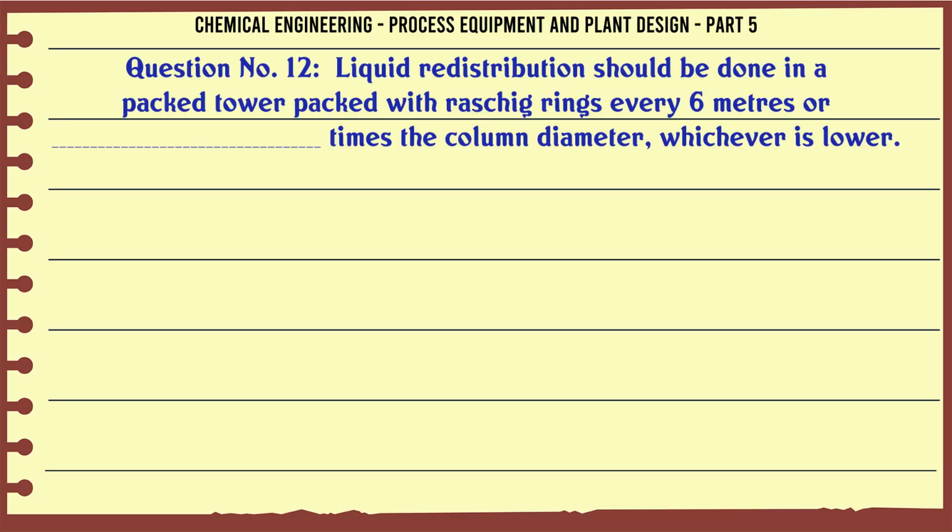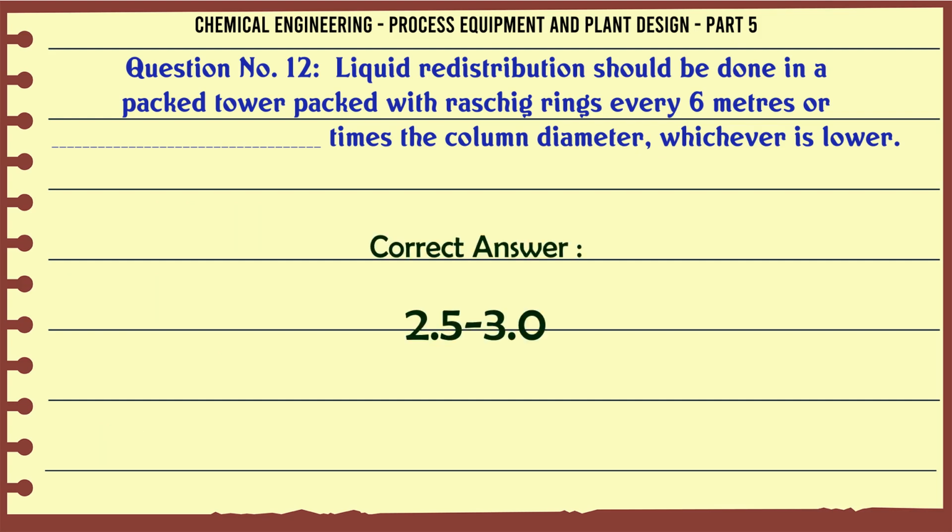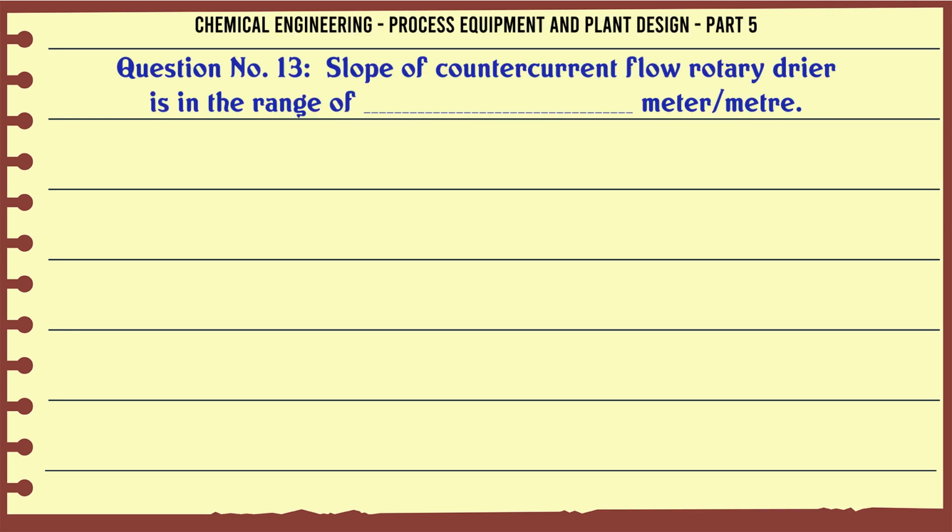Liquid redistribution should be done in a packed tower packed with Raschig rings every 6 meters or times the column diameter, whichever is lower. A. 2.5 to 3.0, B. 5 to 7.5, C. 10 to 12.5, D. 15 to 20. The correct answer is 2.5 to 3.0.